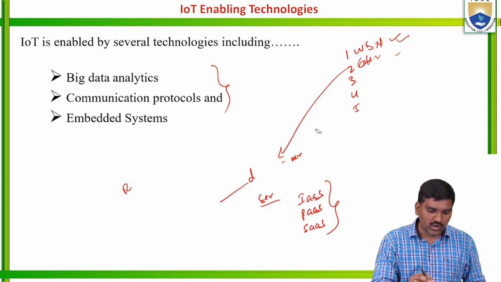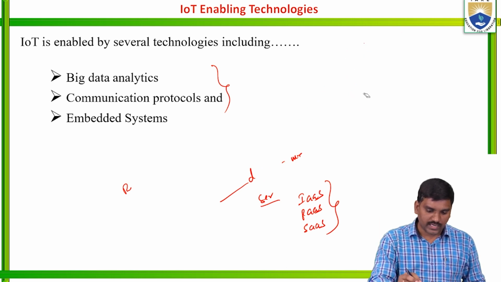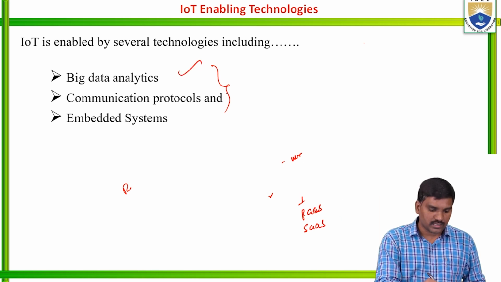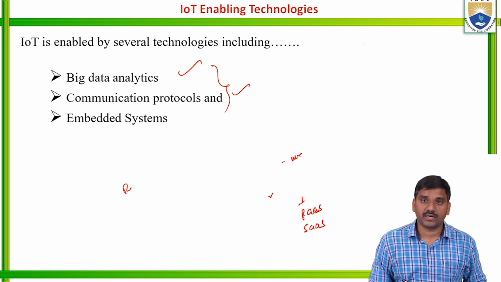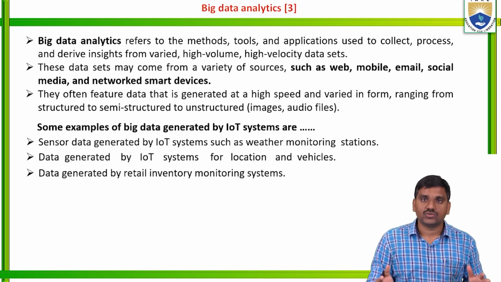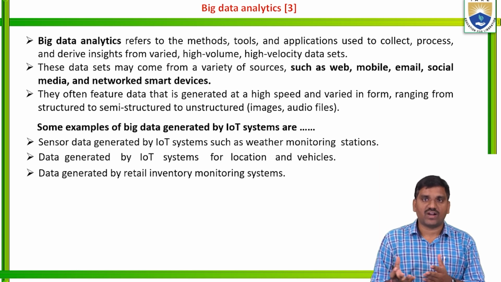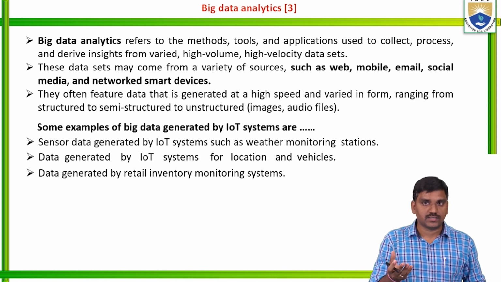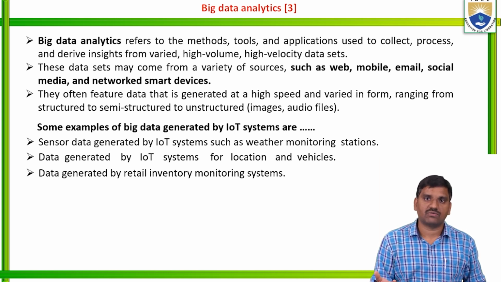Now we move on to the other 3 IoT enabling technologies, that is big data analytics along with communication protocols and embedded system. Let's move on to the first one, big data analytics. What is big data analytics? What are the requirements of big data analytics? Along with that, we have so many advantages, and we have disadvantages also.